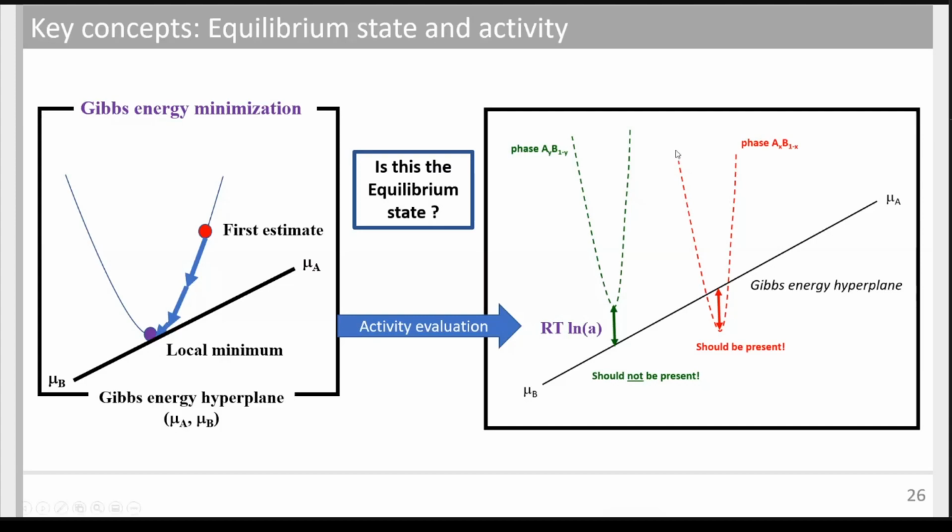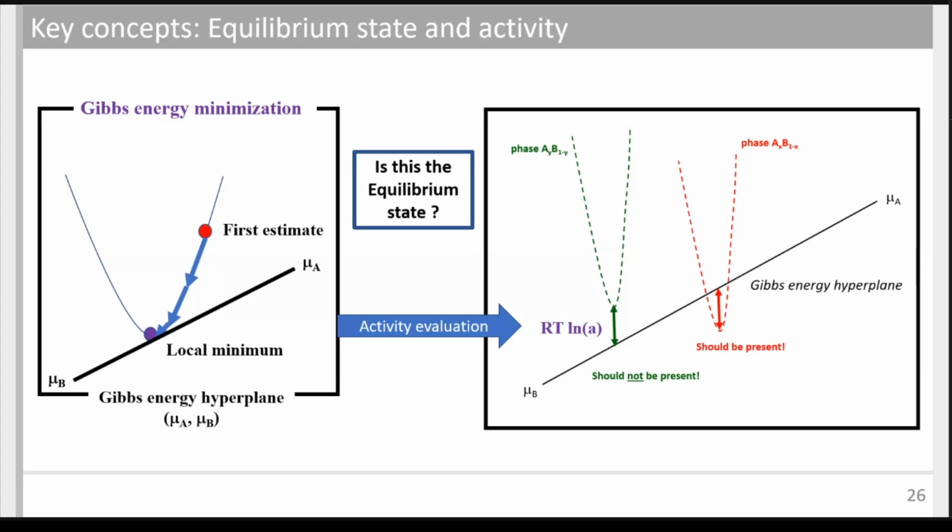The other case that may happen, which could potentially be more problematic, is if you have an activity greater than 1. In this case, it means that there exists a condition where the Gibbs energy of the phase is lower than the one built by the Gibbs energy hyperplane. And this is not good because it means that we didn't reach the equilibrium state of our system. And this may happen sometimes when we put some phases dormant or metastable. So don't be surprised if you see an activity greater than 1 when a phase is put dormant or metastable.